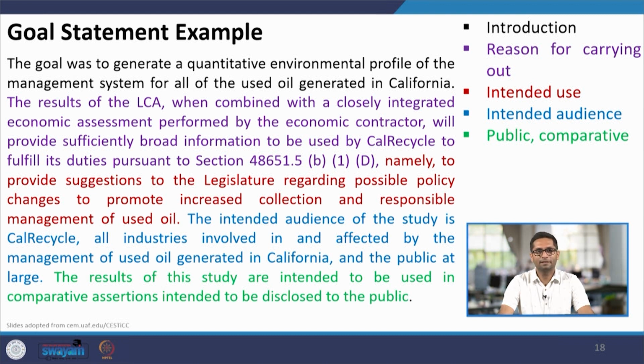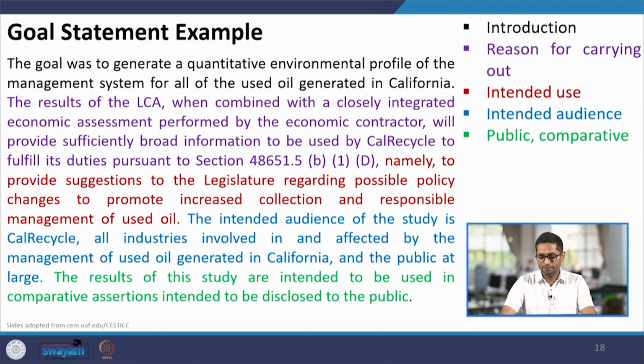And the goal statement that is given in their LCA is quite comprehensive. It clearly lists out the introduction, the reason why they're carrying out this study, what is the intended use of this study, what is the intended audience, and whether this study needs to be disclosed to the public or it's comparative in nature or not. So let us go by this goal statement one by one. So the goal, let me read it for you. The goal was to generate a quantitative environmental profile of the management system for all of the used oil generated in California. So this basically gives a line of introduction, what the organization is trying to do.